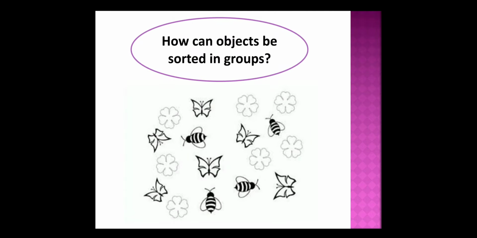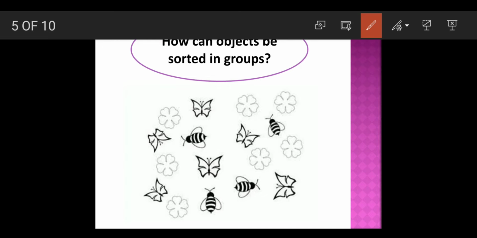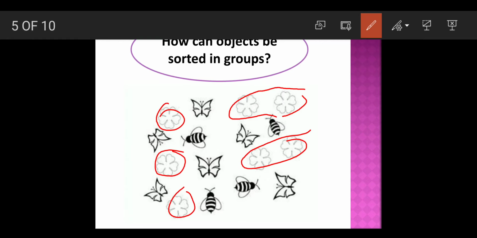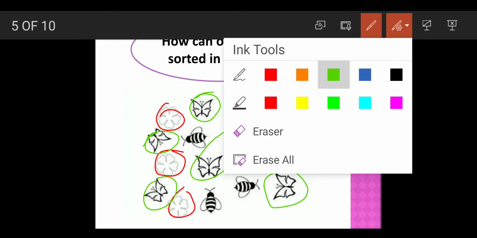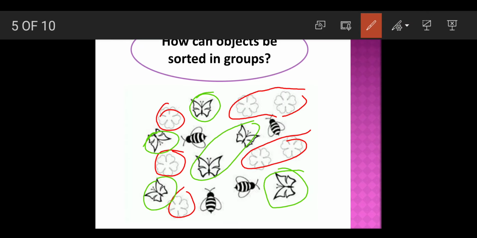How can objects be sorted in groups? What we need to look at is their common properties. So we can see that we have these flowers and they are all the same, so we can put them in one group. And we have the butterflies, so we can put butterflies in another group. And then we have the bees, and we can put them in another group.